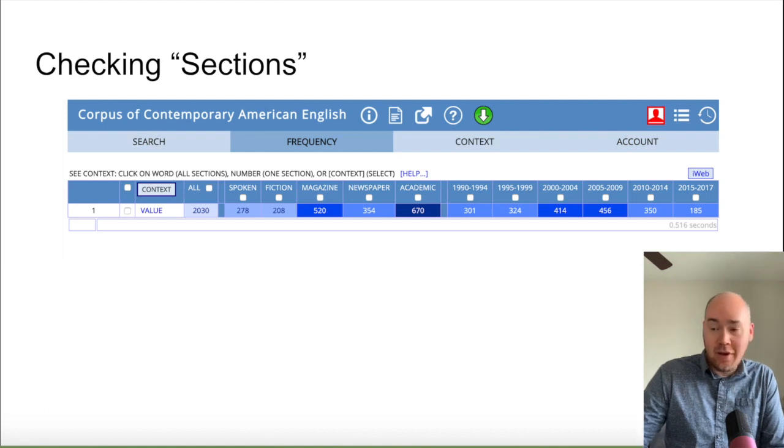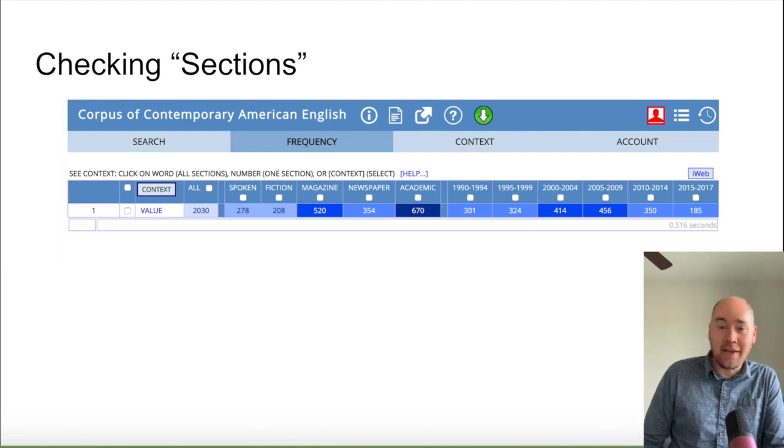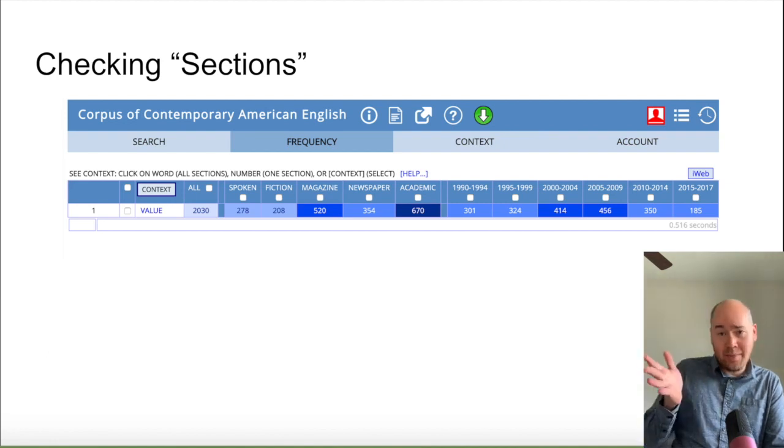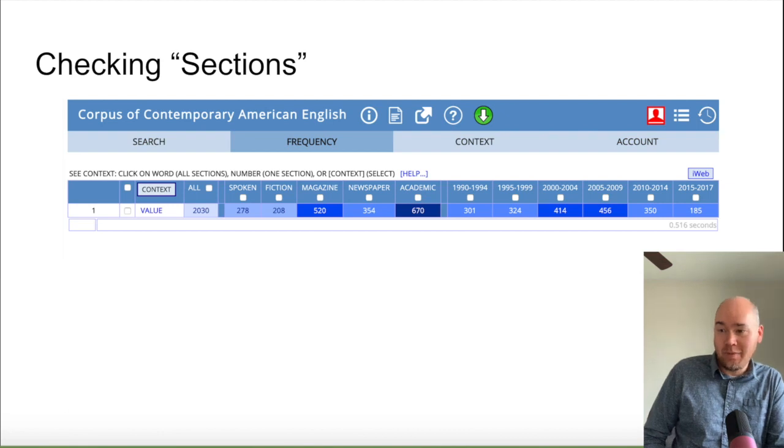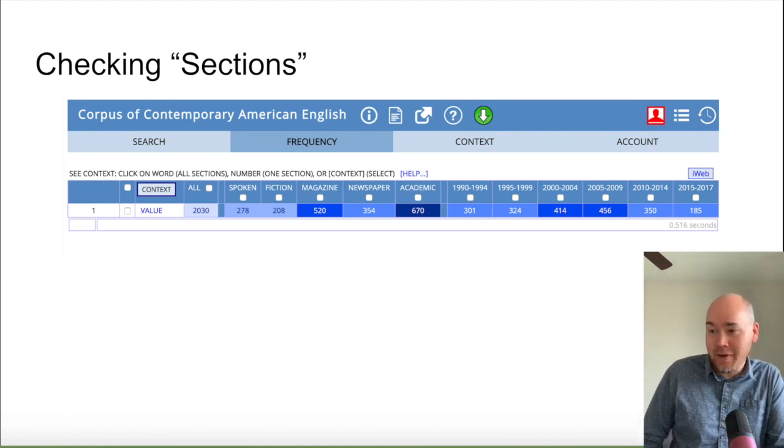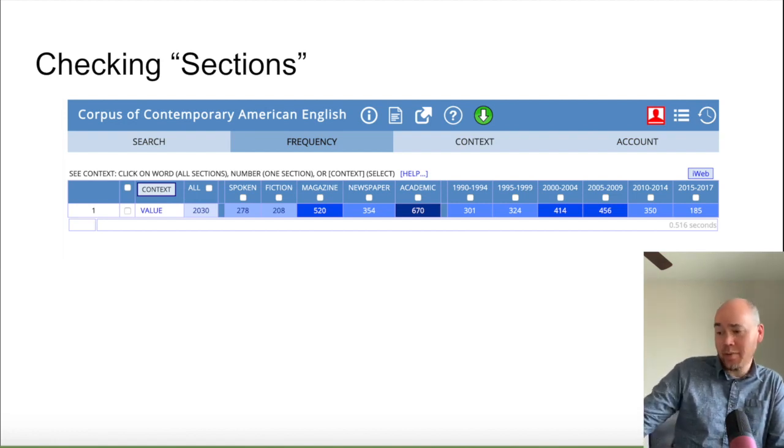I hope that they'll also click on sections, especially if I highlighted that word for register, and try to see if that word occurs often in academic writing. With the word you, this will really be the only problem. You occurs way more in spoken or fiction than it occurs in academic writing. And value, this student was wise to check. Value actually does occur most often in academic writing. So that's a sign that it's okay to use in their paper as well.